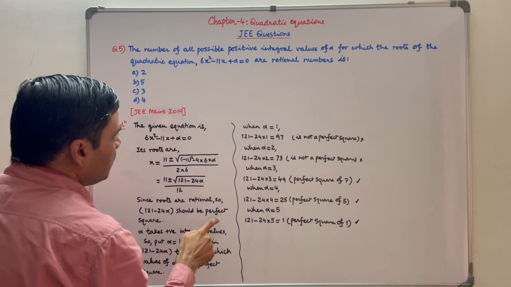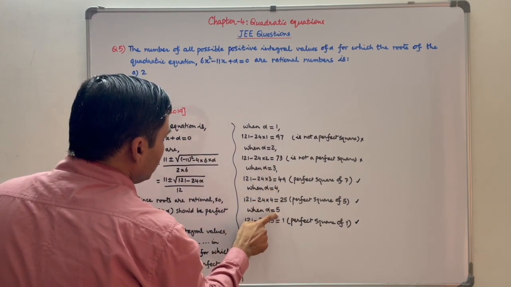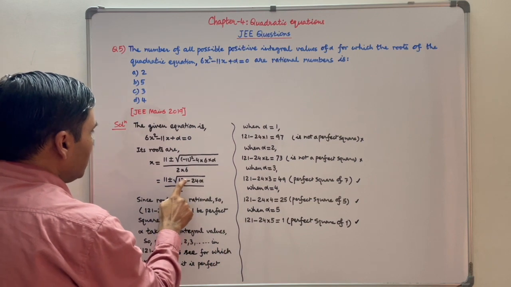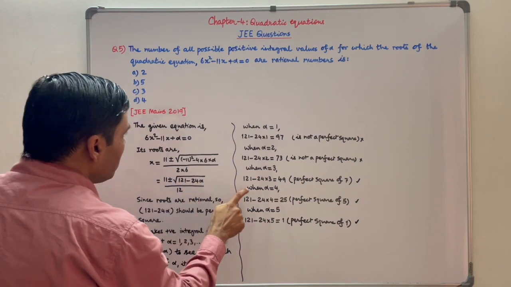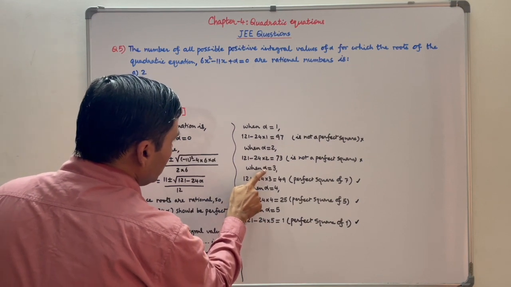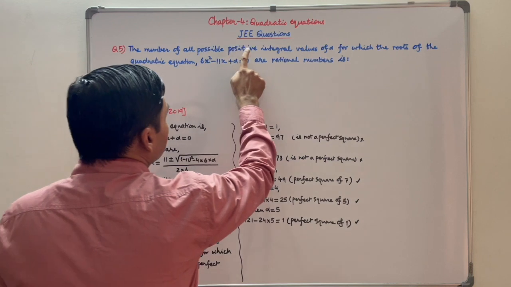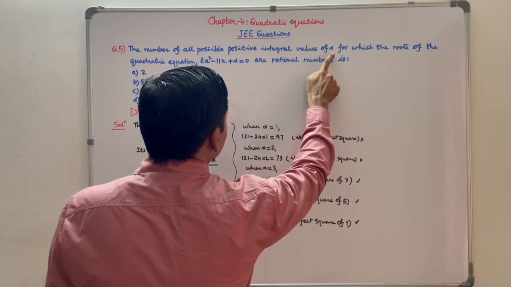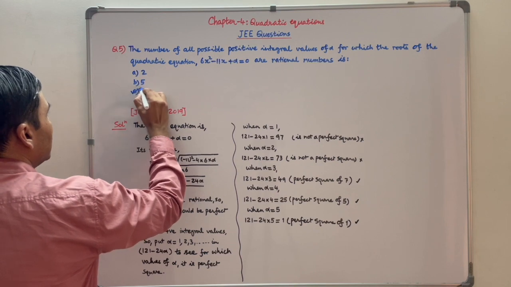So we have found the values of alpha as 3, 4 and 5, for which 121 minus 24 alpha will be perfect square. So number of values of alpha will be 1, 2 and 3. So the number of all possible positive integral values of alpha will be 3. So option C is correct.